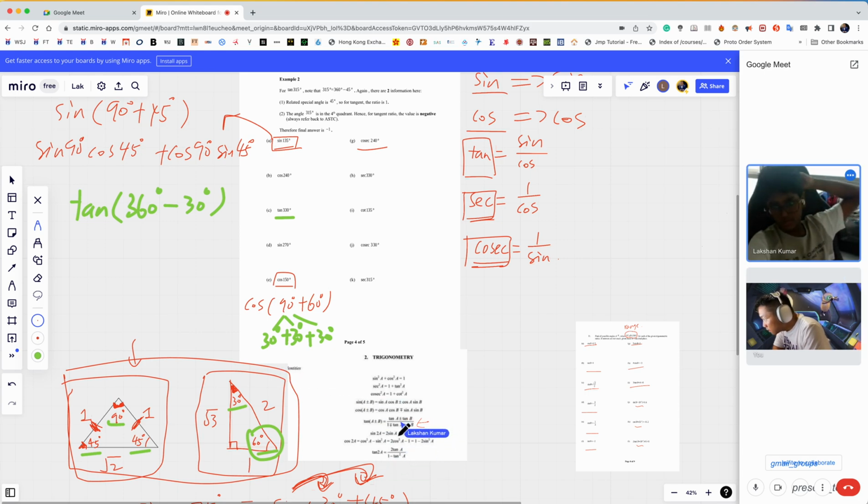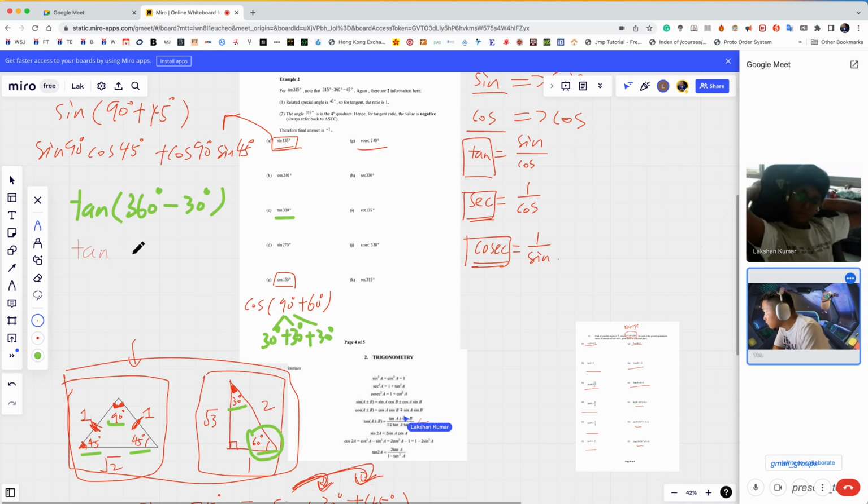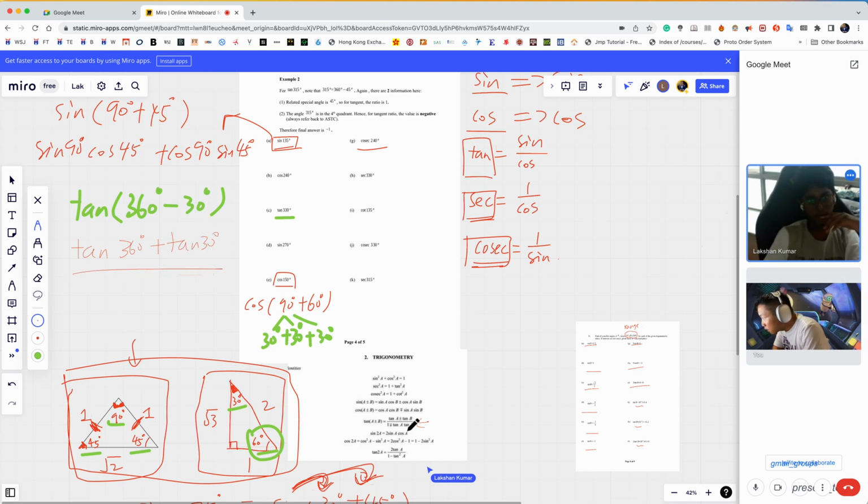Plus is plus on top for the numerator, and minus for the denominator. So this one is tangent 360 minus tangent 30 on top, and on the bottom, 1 plus tangent 360 times tangent 30. Can you see the sign is different?